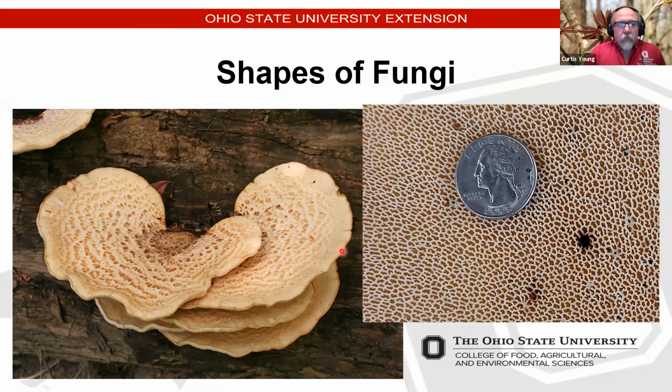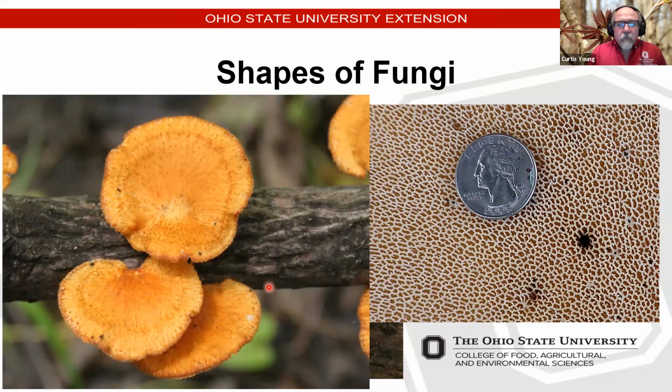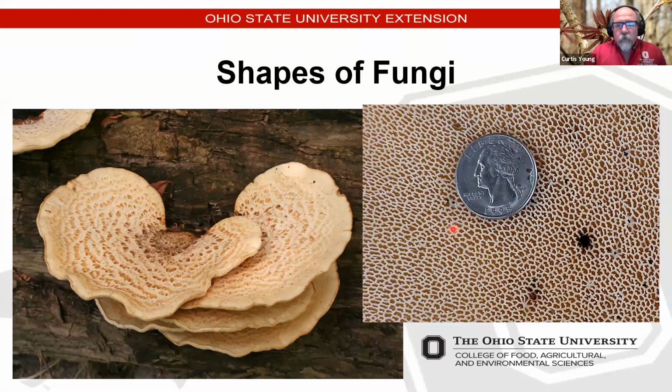Dryad saddle or pheasant's back can be produced in multiple layers, as you see in this one, or it could be a solitary specimen growing all by itself on a log or a stump here and there. As for timing for this one, you can find fresh dryad saddle from early spring to late fall. So it's a very persistent, very common species that can be found almost any time through the growing season.